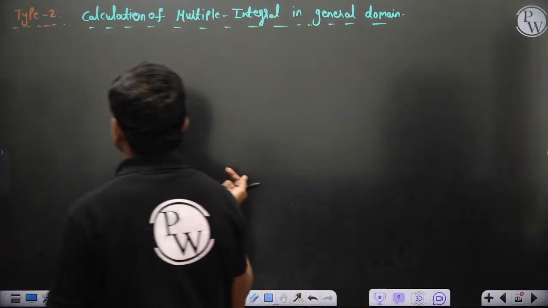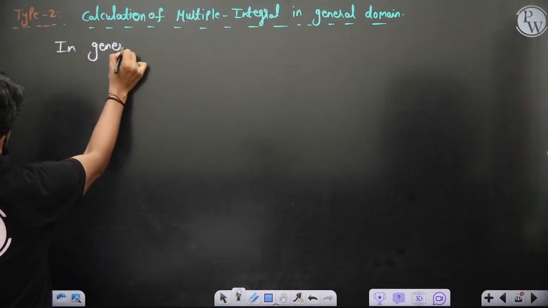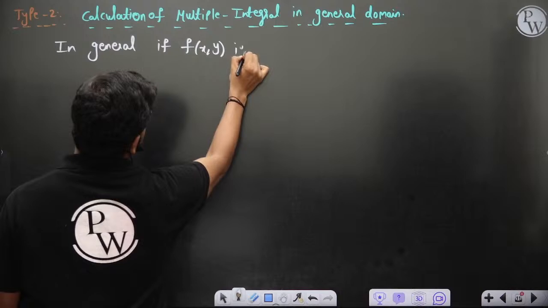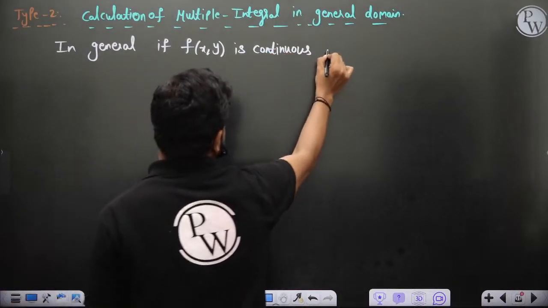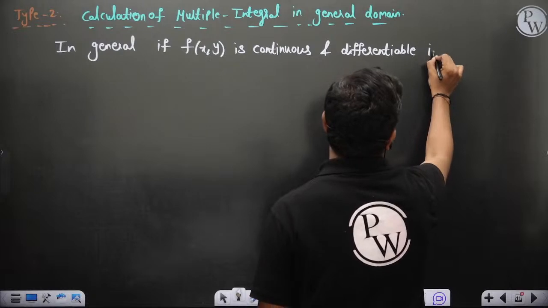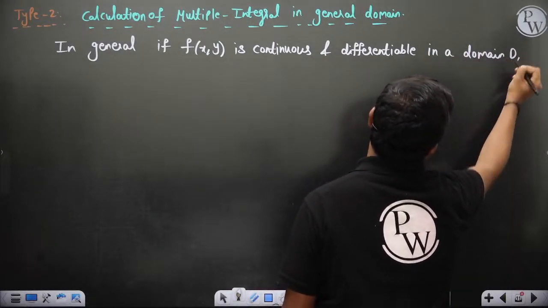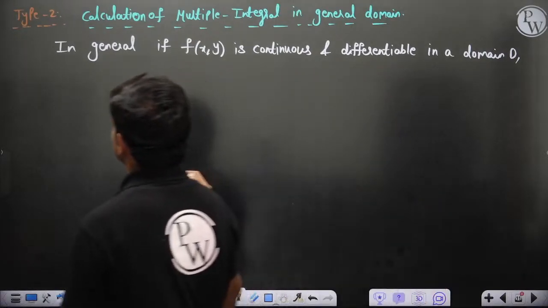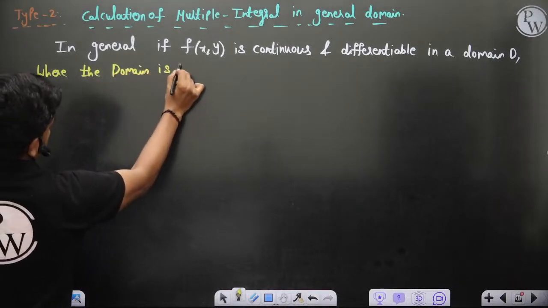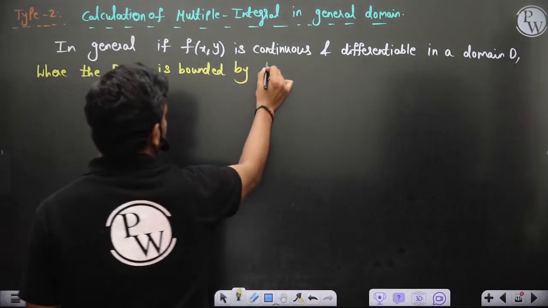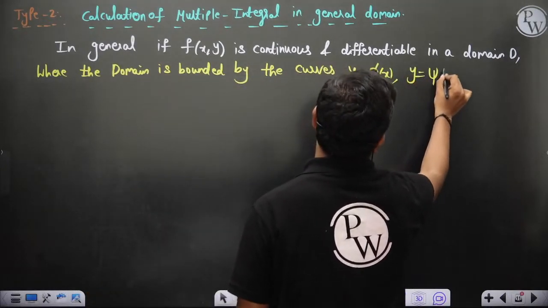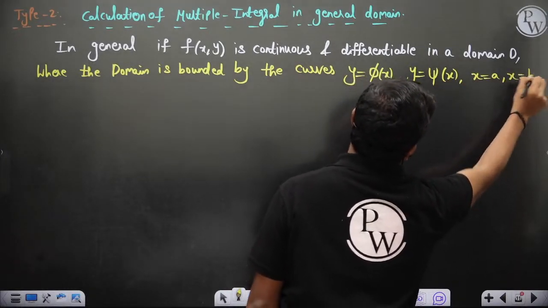So let's see, in general, if f of x comma y is continuous and differentiable in a domain D, where the domain is bounded by the curves y is equal to phi of x, y is equal to psi of x, some curves, and let's say x equal to a, x equal to b. So this is some domain, let's say it is bounded.